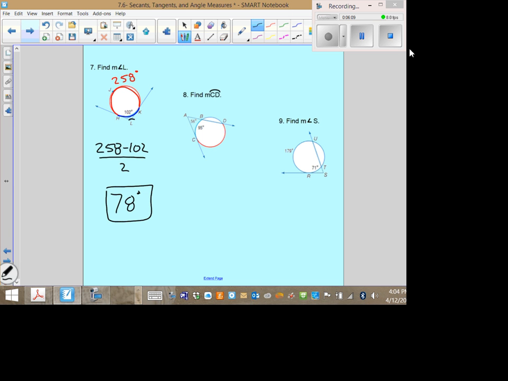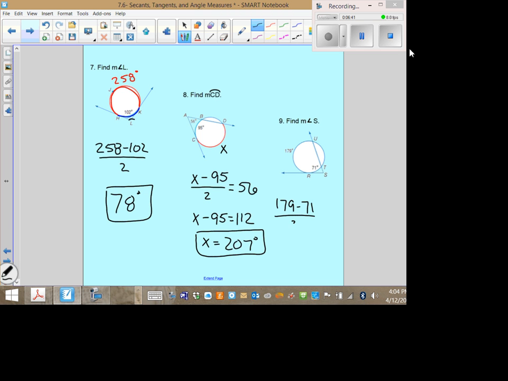Here we have, let's call this arc X. So we have our big arc X minus our small arc 95 divided by 2 is going to equal our angle of 56. Solving, we get X minus 95 equals 112. So we get X to be 207 degrees. Last one, we have our big arc, 179, minus our small arc, 71, divided by 2. That equals our angle, so we get 54 degrees.